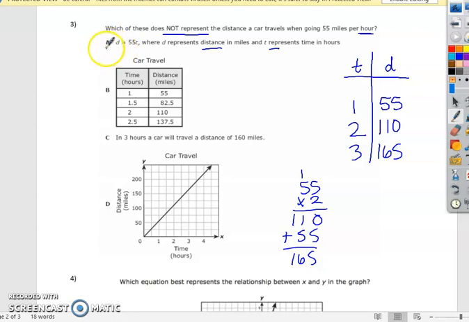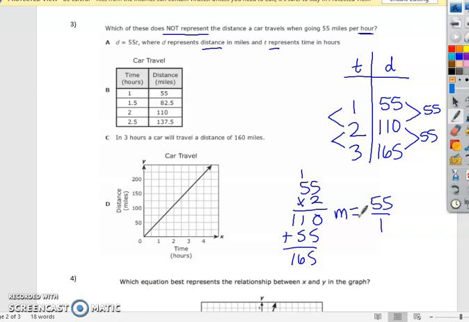So, it says we want the one that does not. So guys, a lot of these I'll put true and false. Okay. This says D equals 55T, 55 times T, where D represents distance in miles and T represents time in hours. Okay. So hopefully we know from here to here, each of these is 55 going up, right? So 55 over 1, right? That's our constant rate of change. That's our M, delta Y over delta X.